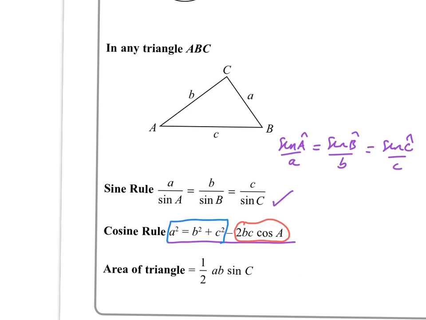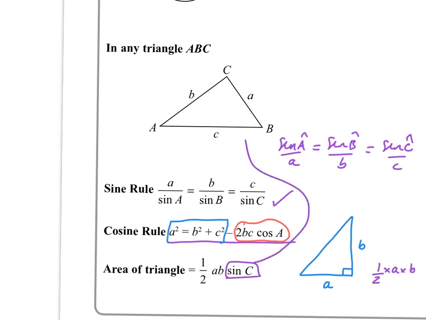A lot of students don't realise that if you've got a right angled triangle, and say you've got lengths here a and b, from earlier on in your school life that the area of that triangle is a half times the base times the perpendicular height. Now, what's different about sine C? Well, if you look at the triangle in question, in the right angle triangle that I've drawn, it's like saying C is a right angle.